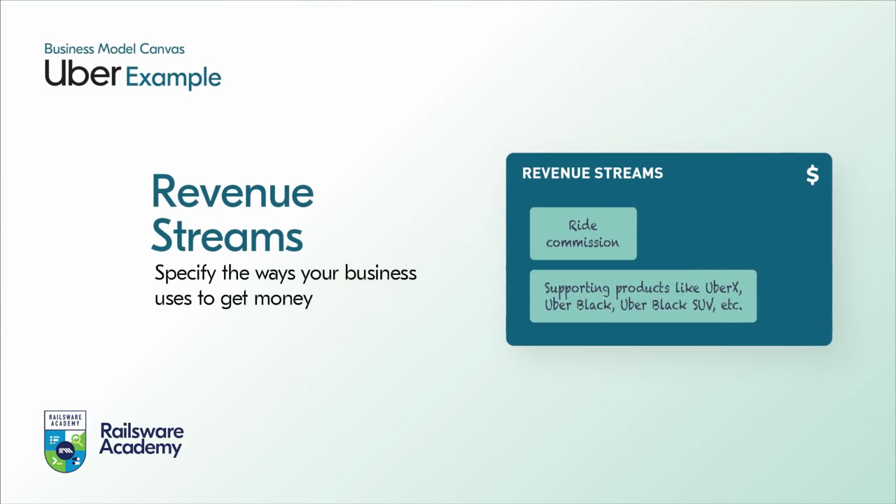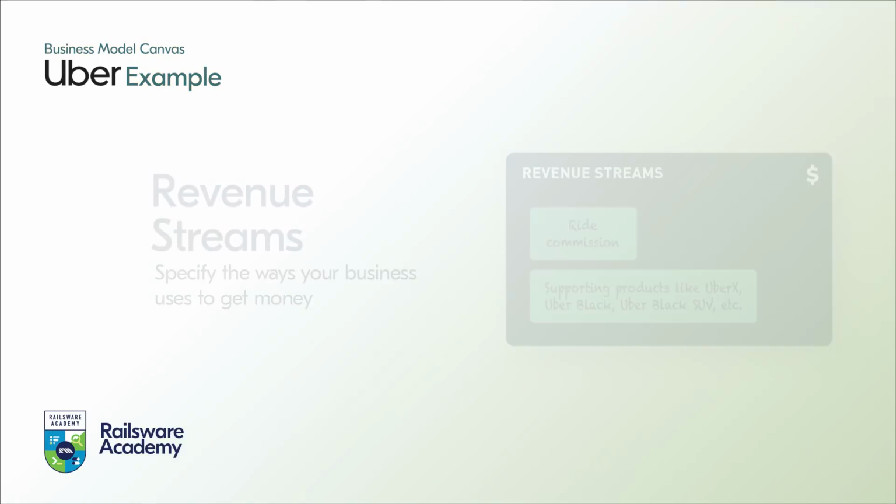In the revenue streams, you need to specify the ways your business uses to get money. They mostly derive from mapping customer segments to value propositions. For example, Uber passengers pay for their ride with a bank card. Uber gets revenue in the form of a ride commission. Other revenue streams may include different billable add-ons, subscriptions, premium accounts, etc.